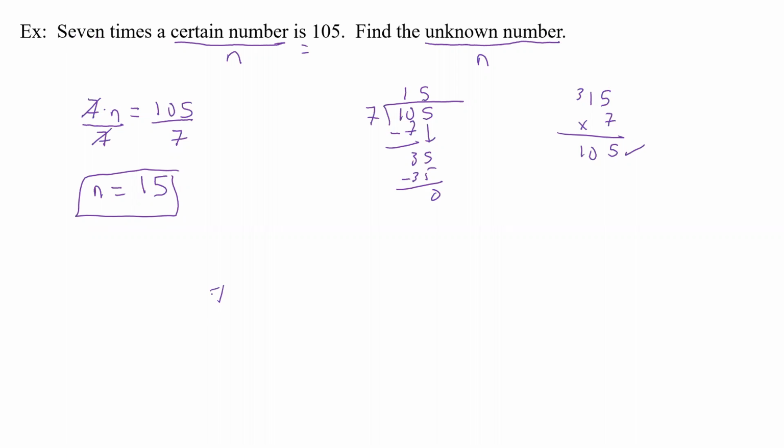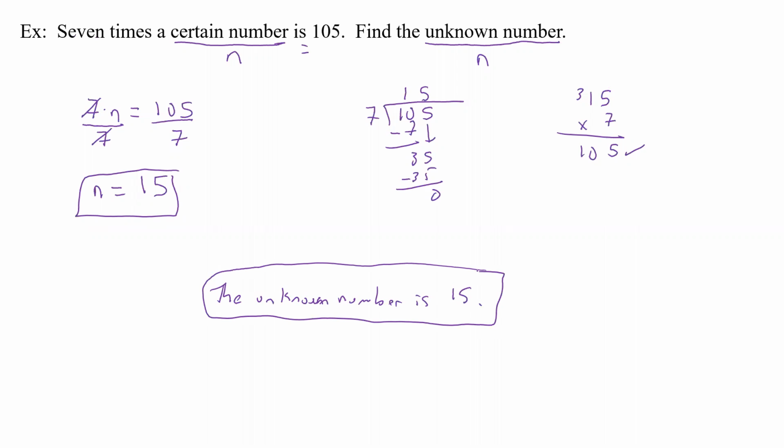So you could say the unknown number is 15. So if we had to write it out longhand, that would be our expression we would type right out. And if they just wanted n equals 15 or some variable equals some number, we could do it that way.